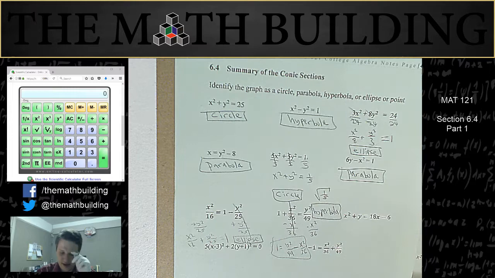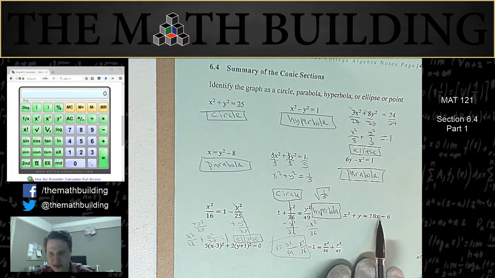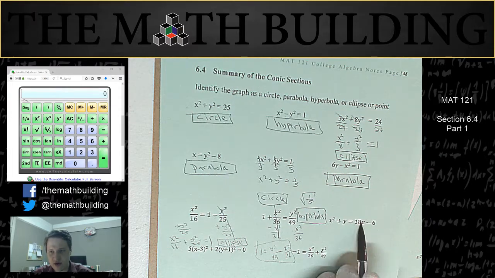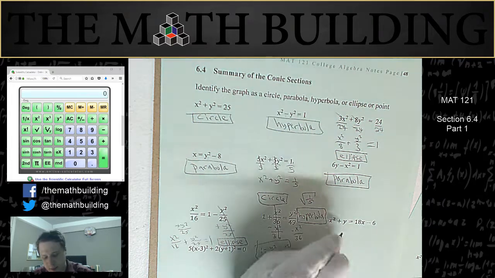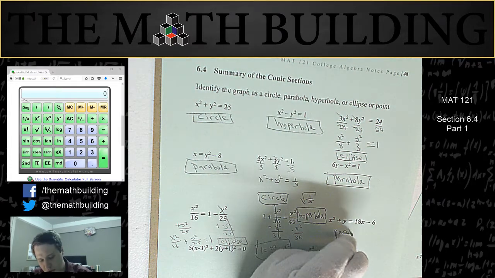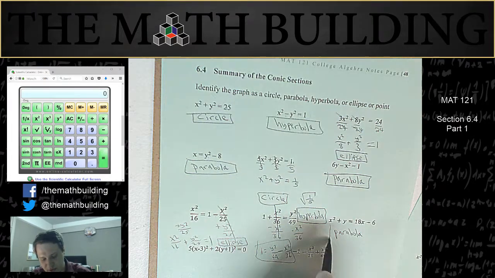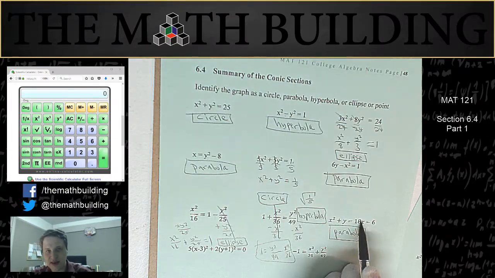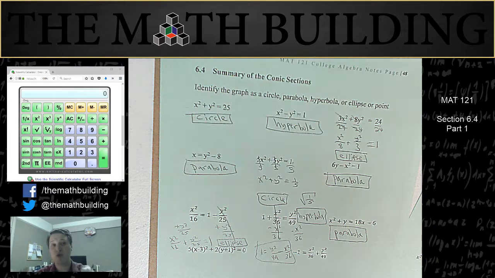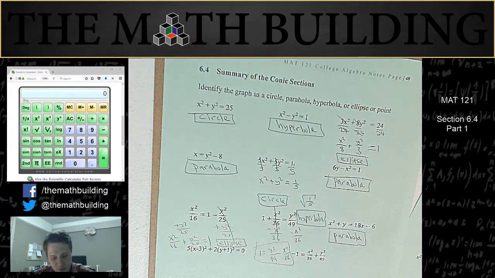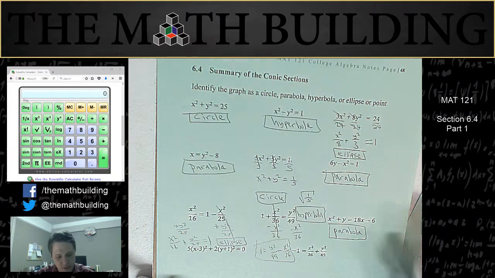What about this one? x squared plus y equals 18x minus 6. Again, don't get thrown off that we have an extra x. I can still tell that this will be a parabola because only one of the two is being squared. And this 18x just means we're going to have to complete the square to figure out where the center is. So don't get worried about that. Let's look at these last two.